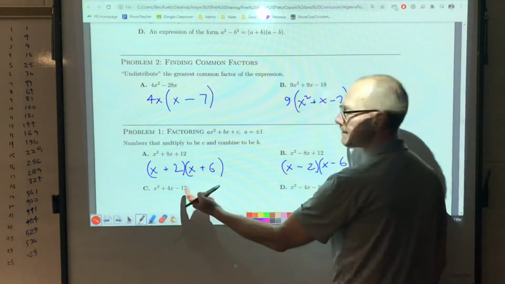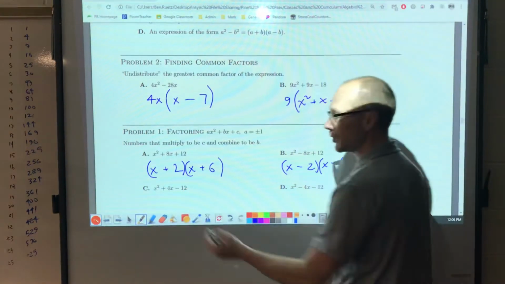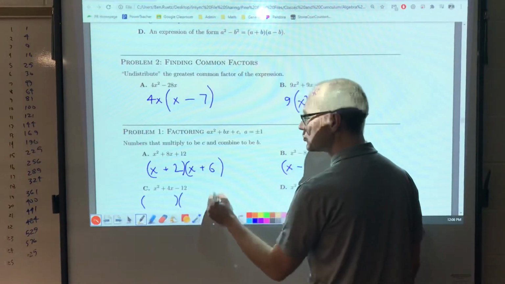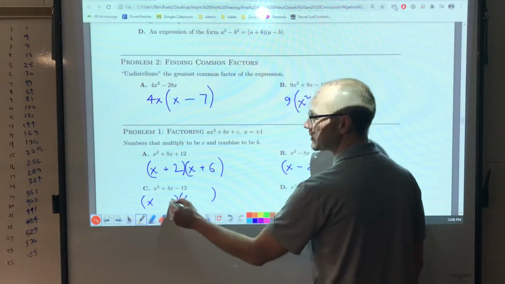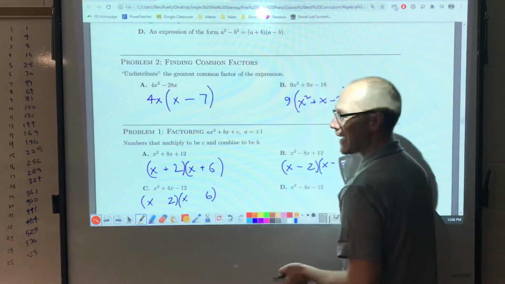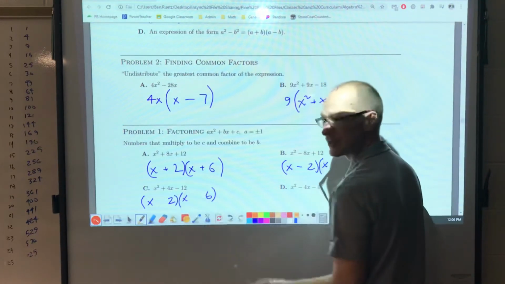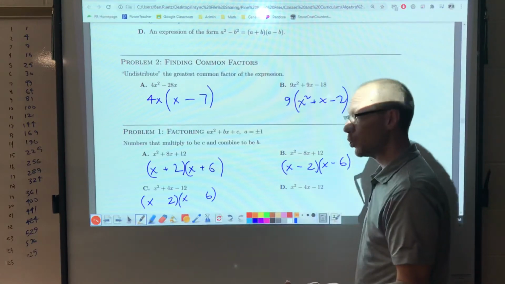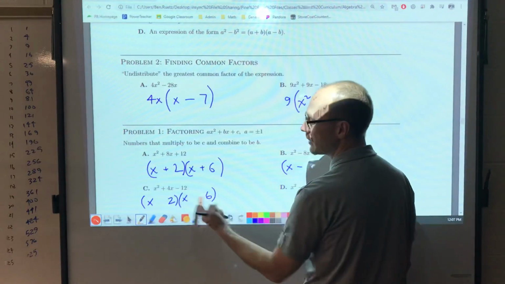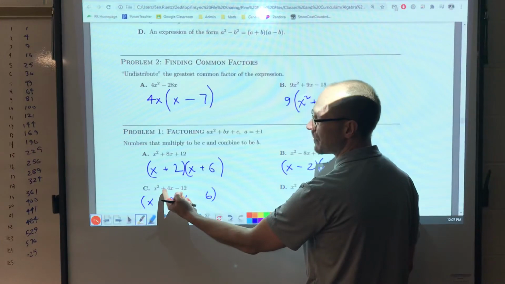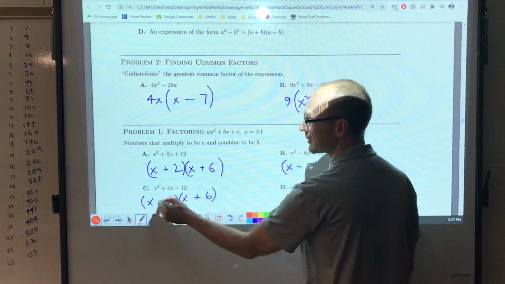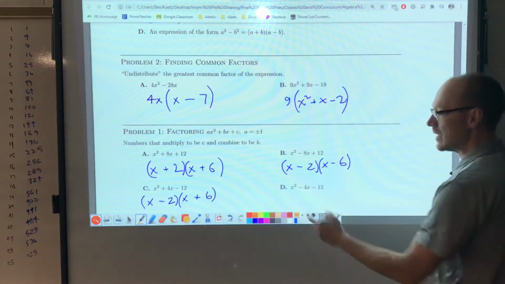How about numbers that multiply to be 12 and subtract to be 4? Hey, wait, that could still be 2 and 6, right? Except that for them to subtract, and further to multiply back together 2 times 6 to be a negative 12, one of them has to be negative. Which one? Well, the bigger number gets to carry that middle sign. So this would be a positive 6 and a negative 2. Likewise here.